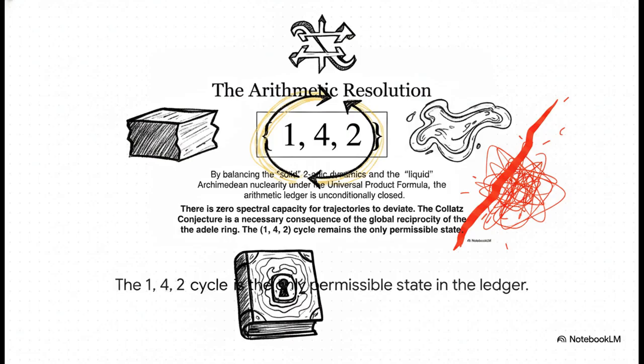There is absolute zero spectral capacity for trajectories to deviate. Therefore, the Collatz conjecture is not just some random numeric pattern, it is a required, necessary mathematical consequence of the global reciprocity of the Adelic ring. The familiar 1-4-2 cycle remains the only permissible balanced state in the entire Adelic ledger. The system is closed, the conjecture is definitively resolved.